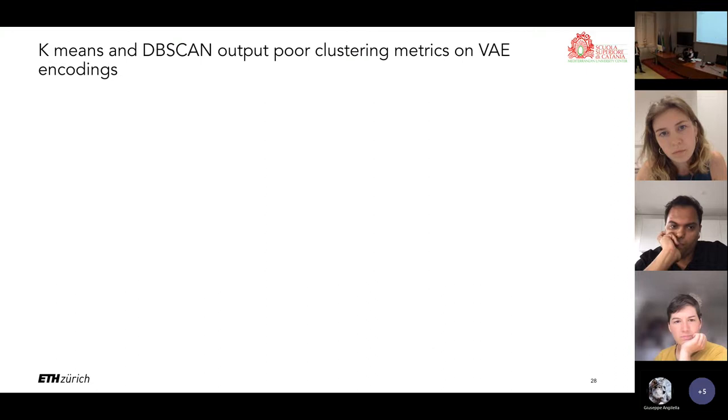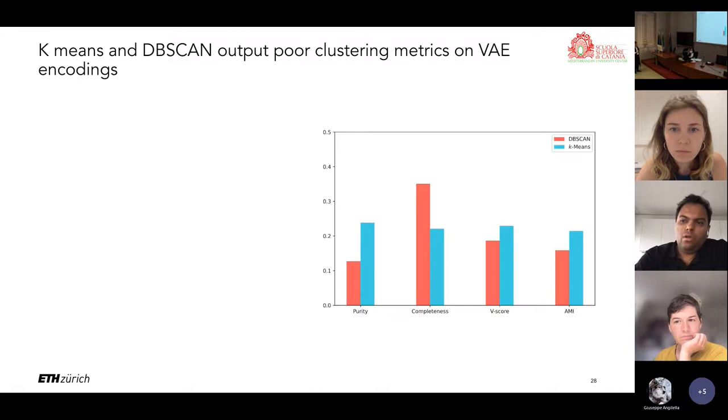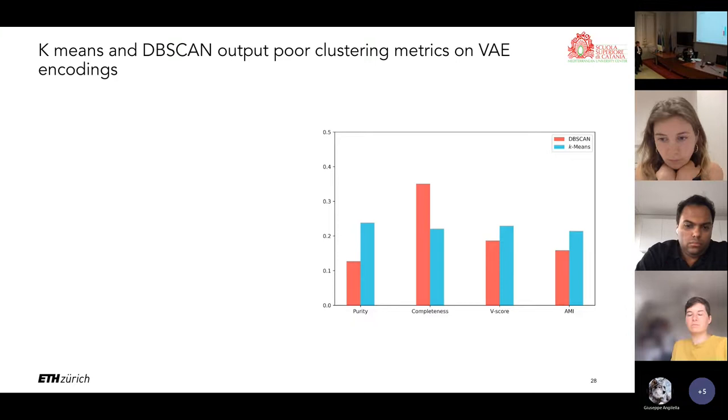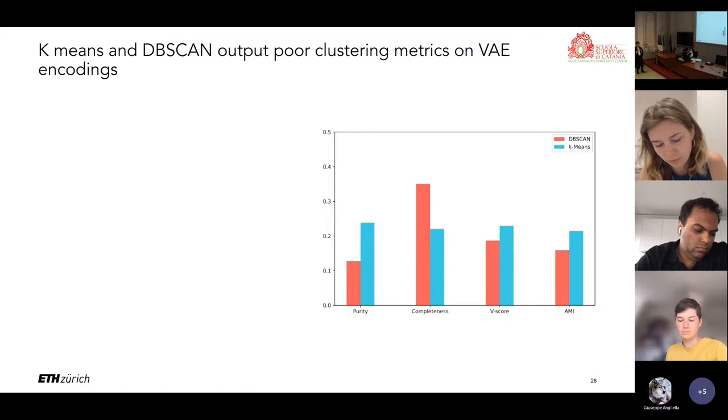Also, we've, okay, so I'll briefly explain. We attempted to cluster the raw VAE embeddings by five metrics: purity, homogeneity, completeness, V score, and AMI. Purity is high when a cluster contains only members of a single class. Completeness is high when all the members of a single class get grouped into one single cluster. V score is the harmonic mean of the previous two metrics, and AMI is a normalized version that takes full advantage of the range defined from 0 to 1.